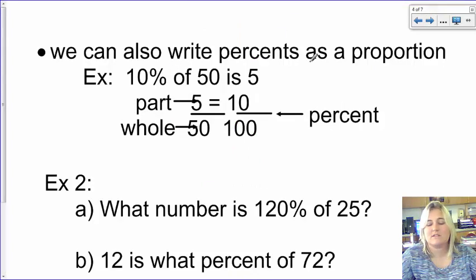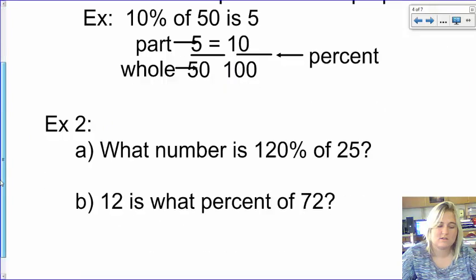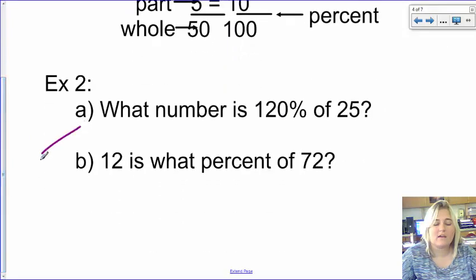Okay, we can also write percents as a proportion. So for example, 10% of 50 is 5. We have the part over the whole equals the percent that we're talking about over the whole percent. The percent we're talking about, the whole is always 100%. So on A, we'll write that one right here. What number is 120% of 25?